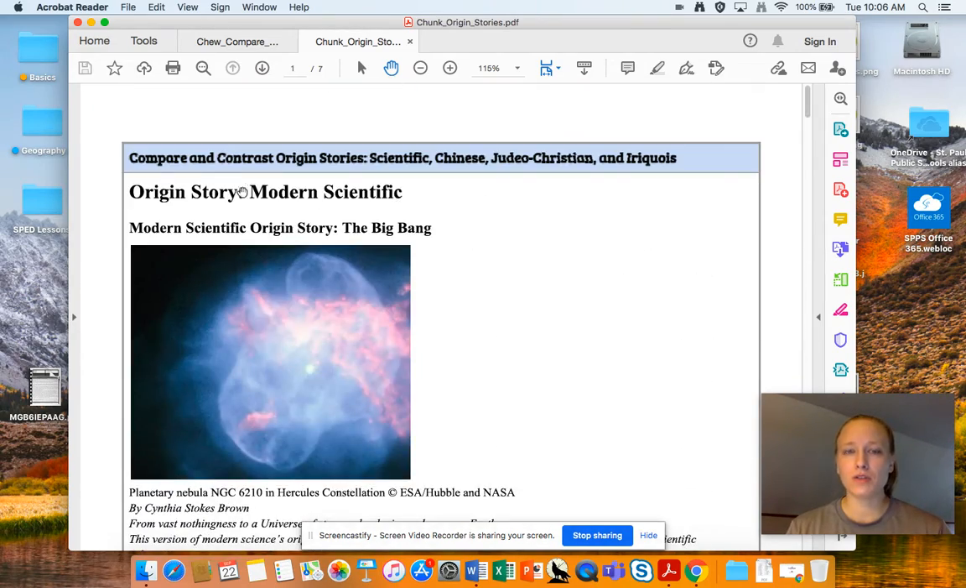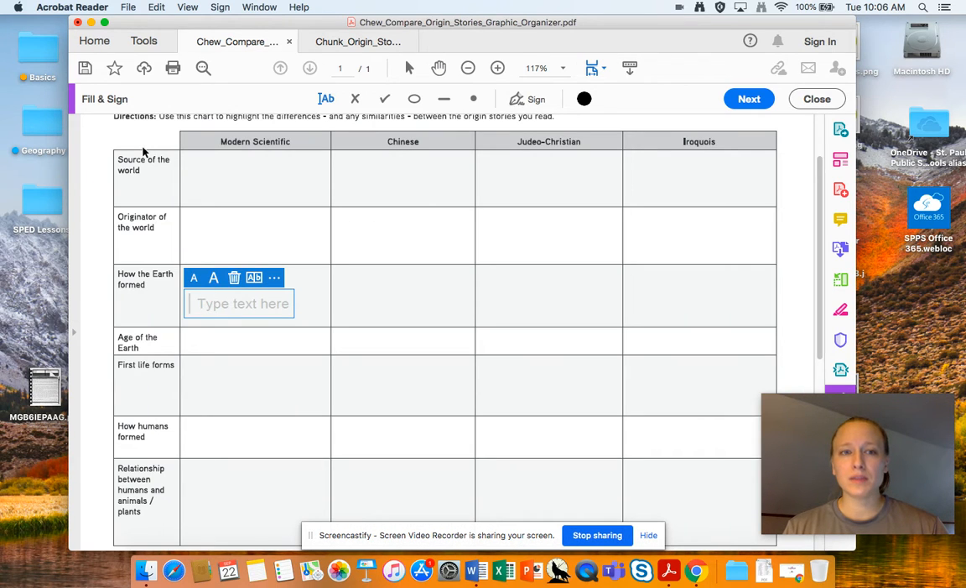We are going to do the modern scientific origin story together, and we need to be looking for these pieces of information to put into our graphic organizer. The source of the world, the originator of the world, how the earth formed, the age of the earth, first life forms, how humans formed, and then the relationship between humans and plants and animals. So as we're reading, we have those in the back of our mind to be able to pull those out and put them in our graphic organizer.